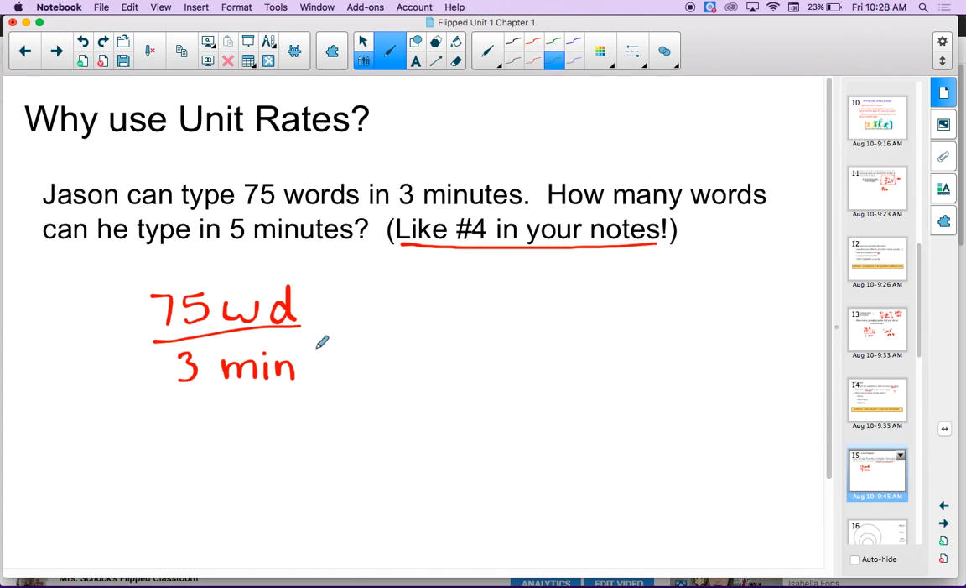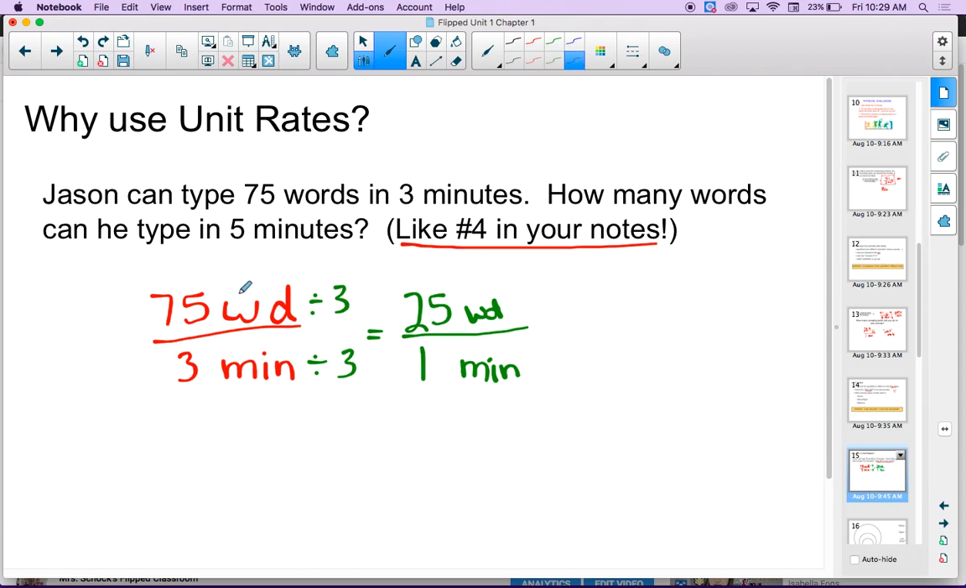So first we're going to change this to a unit rate. And to do that, we're going to change our 3 into a 1. So we divide by 3. Divide by 3 in the numerator as well. And that's going to solve for how many words he can type in 1 minute. All right? So we do a little division here. 75 divided by 3 is 25. Jason can type 25 words in 1 minute. And that is our unit rate.